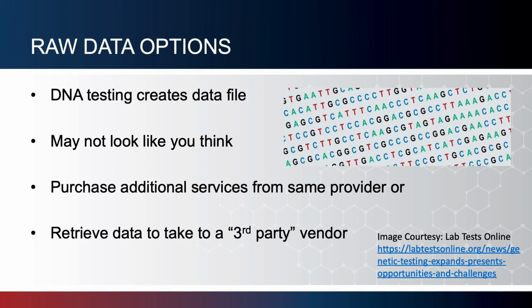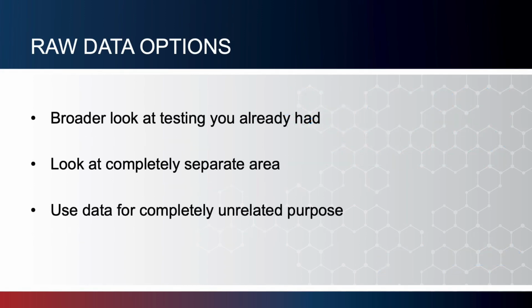So in some cases, you can purchase additional services from the same provider. Say you did genetic testing for your sports aptitude, and now you want to learn about your cilantro preference. That might be something you can unlock from the company you already did testing with. Or you can retrieve that data, download it, and take it to a third-party vendor that can provide software that you can process that with. So when you're downloading that information, you can choose what tool you want to upload this into. You can do a broader look at testing you already had.